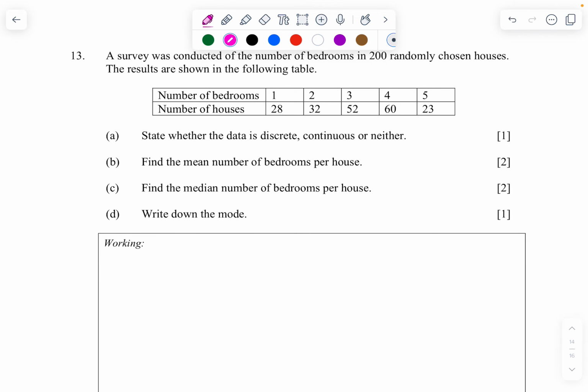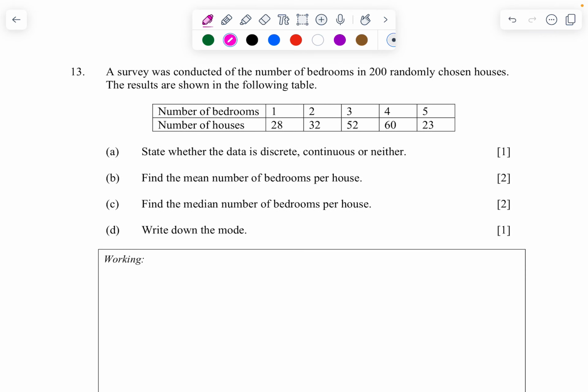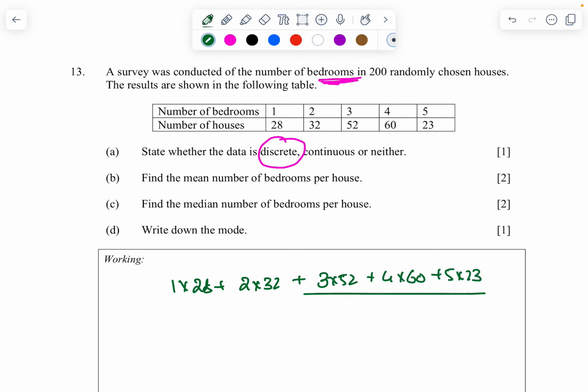Question number 13. A survey was conducted. State whether the data is discrete, continuous, or neither. The number of bedrooms cannot be in decimals, so it has to be discrete. Find the mean. For the mean, 1 times 28 plus 2 times 32 plus 3 times 52 plus 4 times 60 plus 5 times 23 divided by 200, which is going to be 3.14.